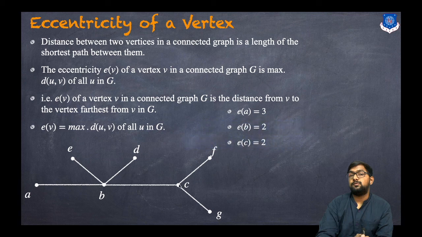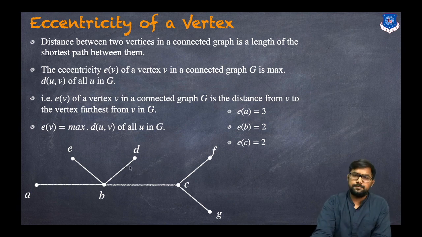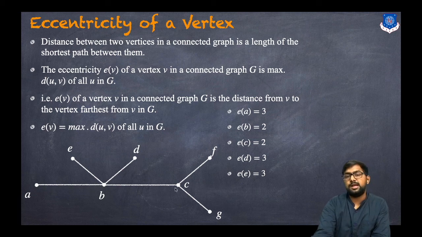Then C, eccentricity of C. So C to F is 1, C to B is 1, and C to A is 2. Or C to E is also 2, C to D is also 2. So the farthest is 2, so the eccentricity is 2. Now consider D. For D, the eccentricity is 3. How? D to B, B to C, C to F; or D to B, B to C, and C to G. In the same manner, the eccentricity of E is 3. How? E to B, B to C, and C to F.